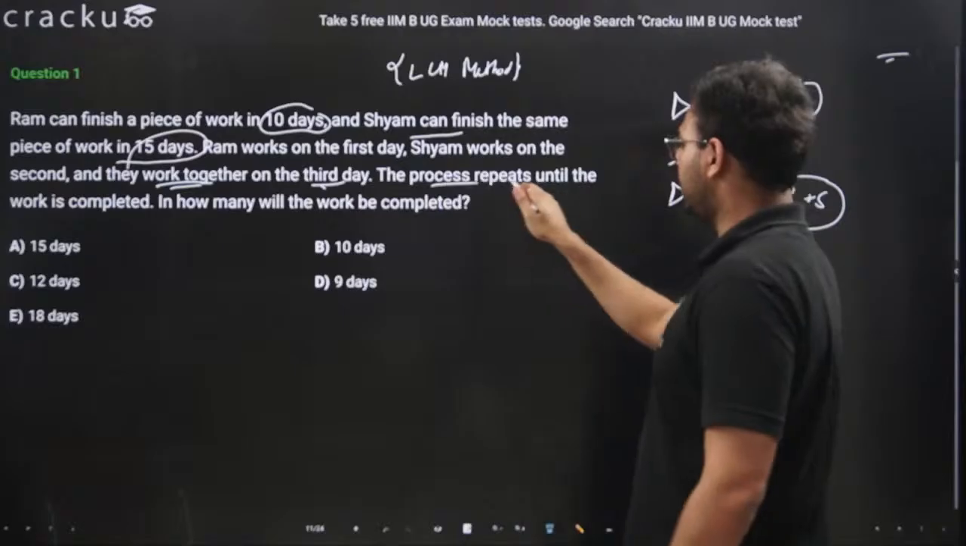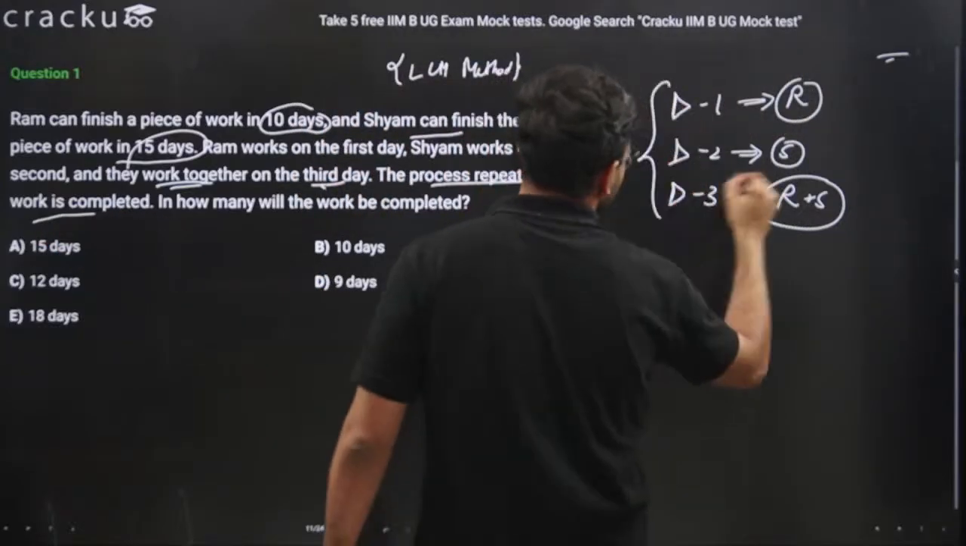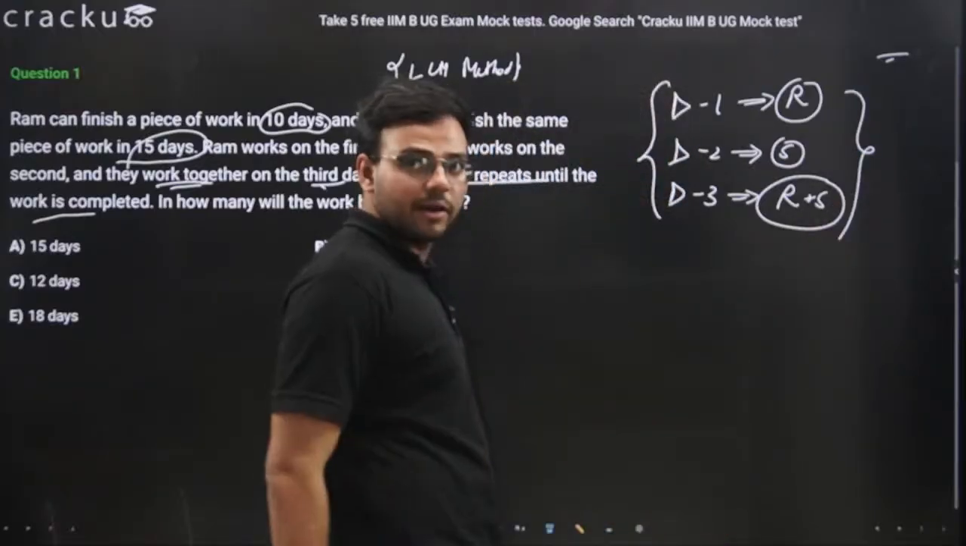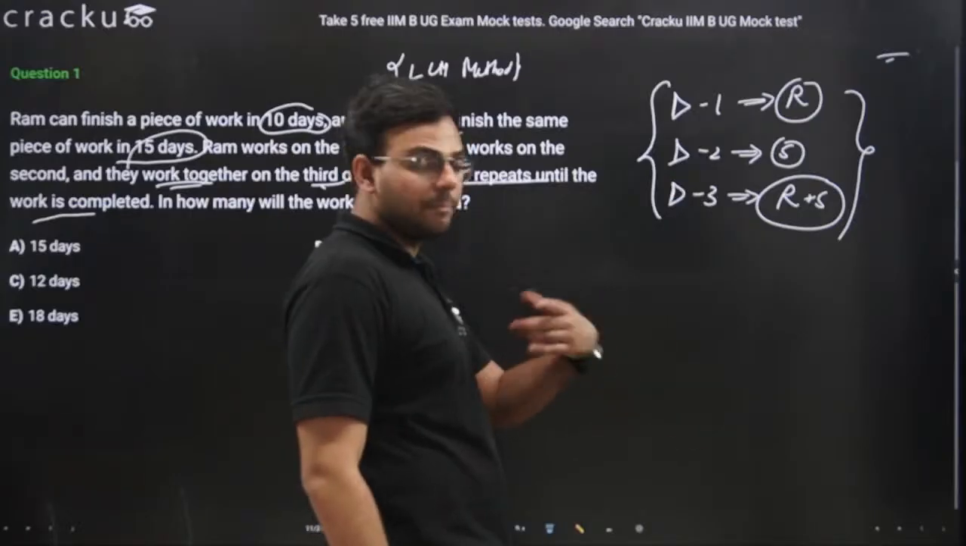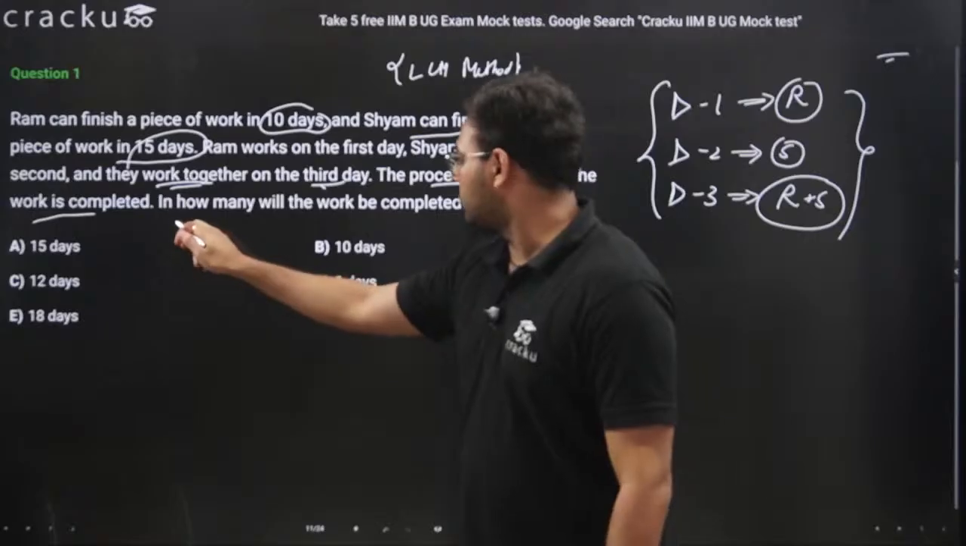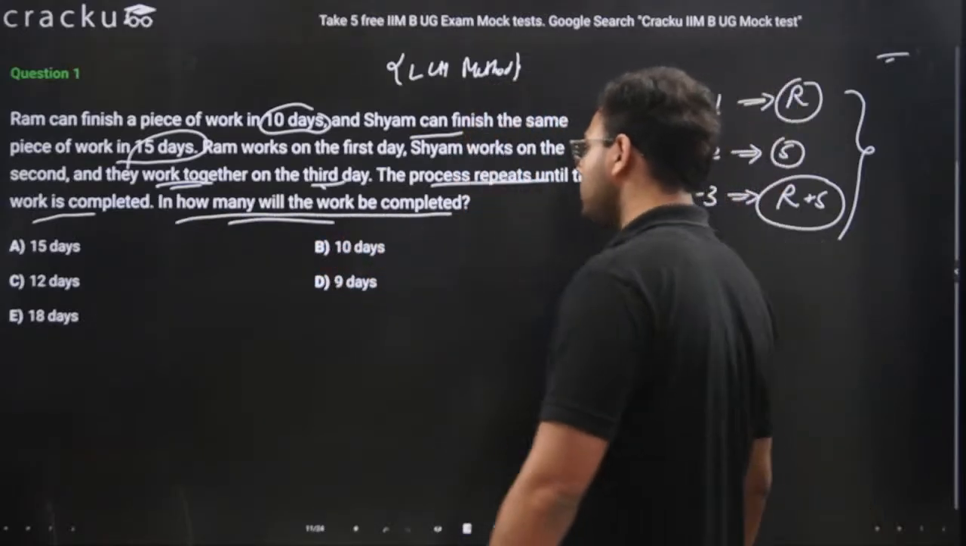The process repeats until the work is completed. This is the process, that is Ram, Shyam, and then they both combine. They both are doing the work. This is repeating itself until the work is completed. In how many days will the work be completed?